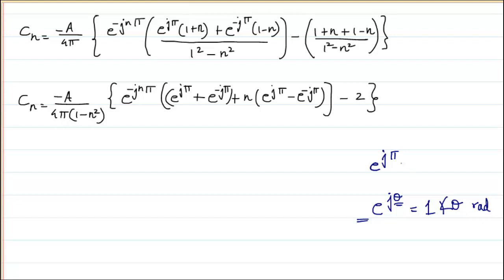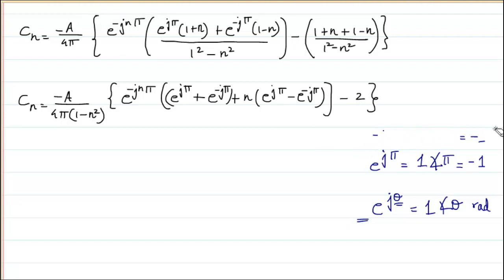So if you are asking me what is e raised to power j pi, it is as good as 1 angle pi in radians. That is as good as minus 1, and e raised to power minus j pi is equal to 1 angle minus pi, and that is also equal to minus 1. Okay, so this is generally how we calculate it.